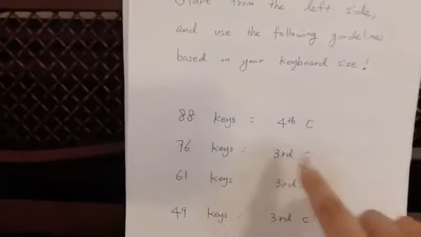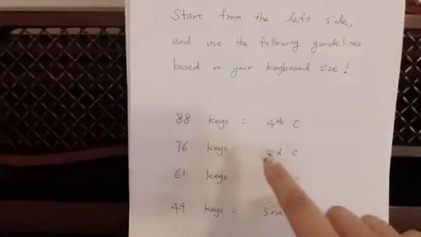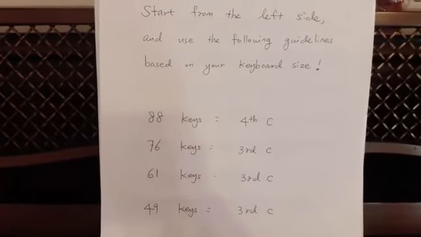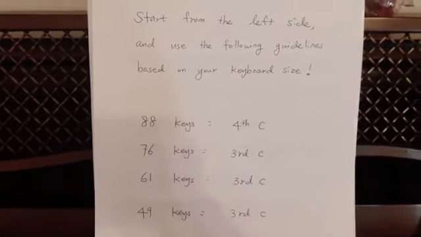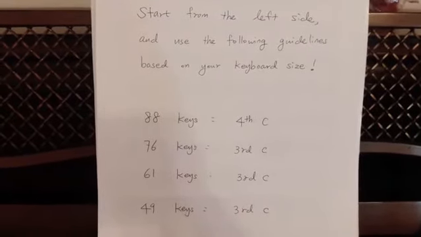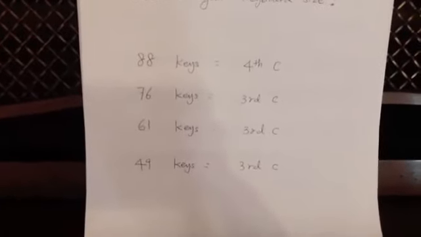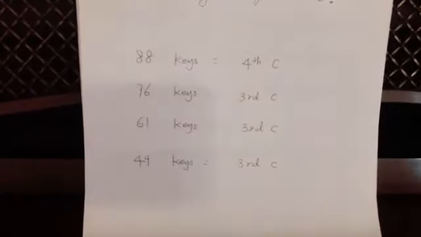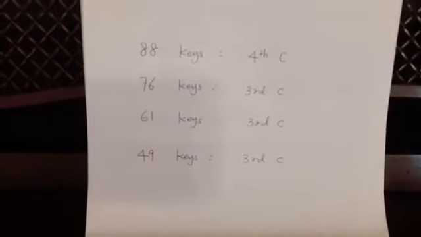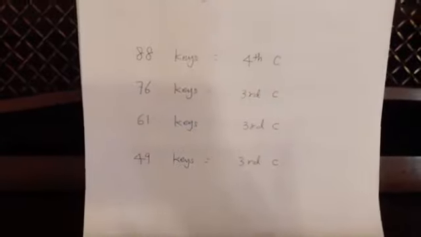But usual standard piano keys are 88 keys, but there are other keyboards that are with fewer keys. So then start from the left side and use the following guidelines based on your keyboard size. 88 keys piano can be 4th C from the left side, and 76, 61, 49 keys can be 3rd C from the left side.